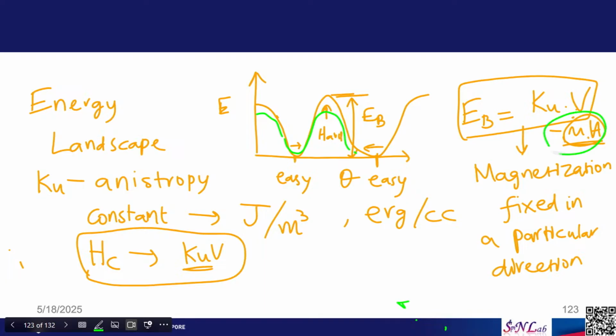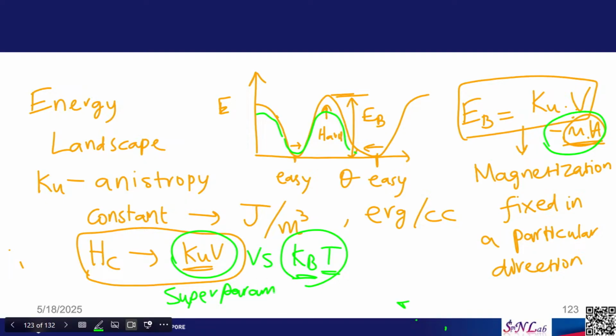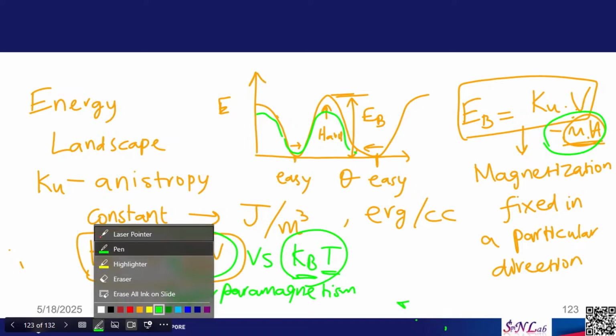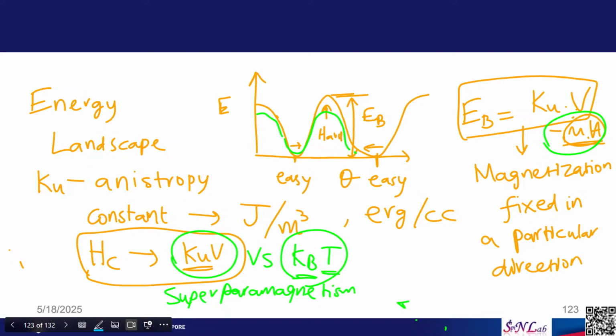When we talk about superparamagnetism, we are talking about the competition between KUV and kBT. At room temperature, we have thermal energy, which is the temperature in Kelvin multiplied by the Boltzmann constant. When this thermal energy competes with KUV, then you have superparamagnetism. Superparamagnetism happens when the volume is very small. When you have very small particles, your KUV is small, so the energy barrier itself is lower, and then thermal energy starts competing with it.